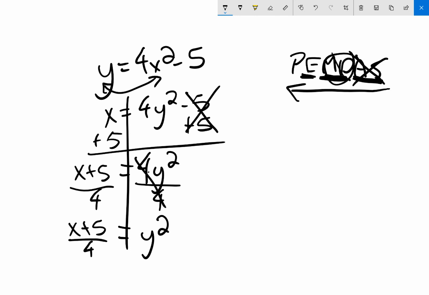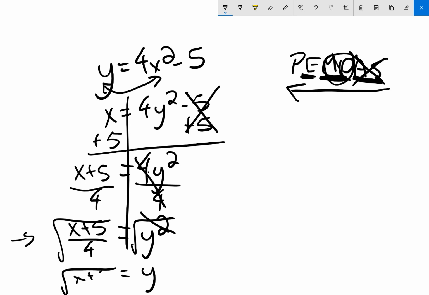So now how do I get rid of something squared? Well, the opposite of squaring something is to square root it. So if I square root this side, then I'll cancel out the exponent. But I have to square root the other side as well. So this leaves me y all by itself. And again, none of this over here will really simplify. So it kind of just stays the same. X plus 5 over 4, but all of it's inside the square root sign. And that's my answer.